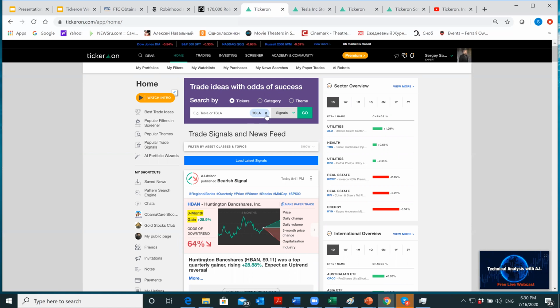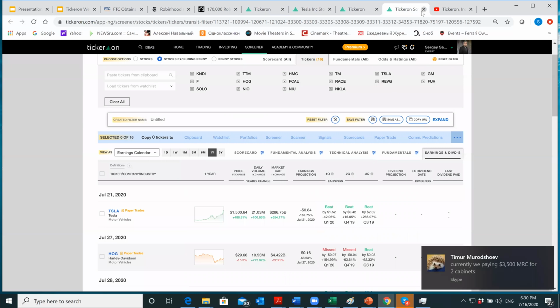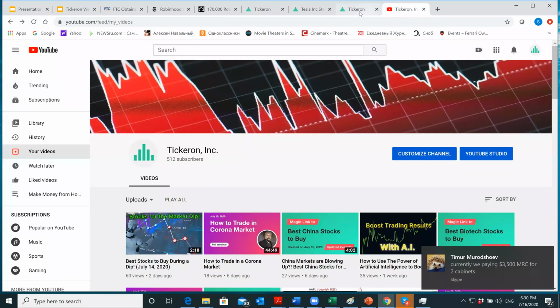only after you type one thing here, Tesla, okay? So let's do the following. You see load latest signals. Let's load all of them and get familiar with these signals, let me close that, the computer is slow.